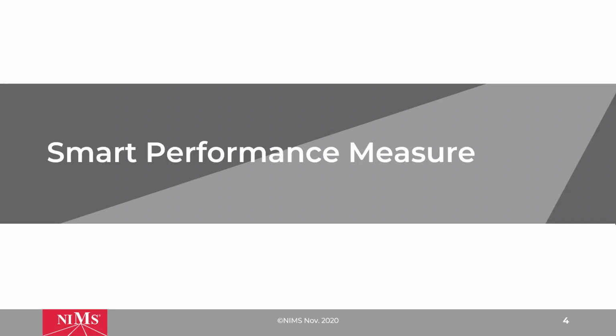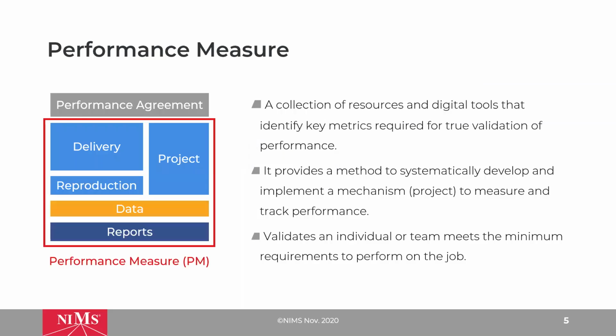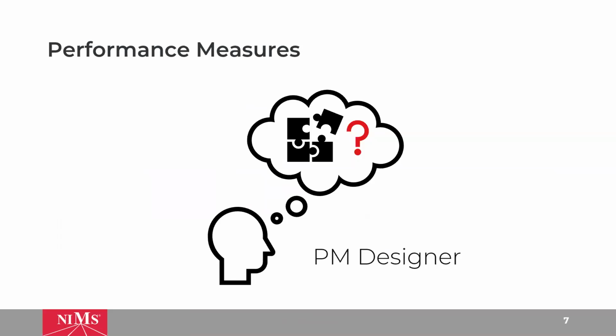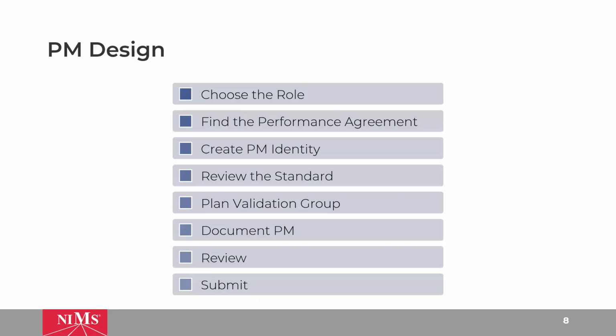So, performance measure. In essence, a PM is a collection of resources and tools that measures and tracks performance. It is used to validate whether a trainee can perform on the job. So how do we develop a PM? How can we design it to truly validate a trainee's performance? Let's go through the process. I'll go through each of these steps one by one.